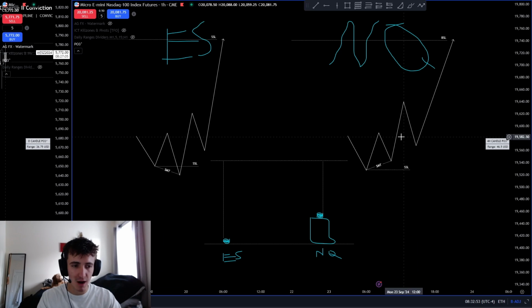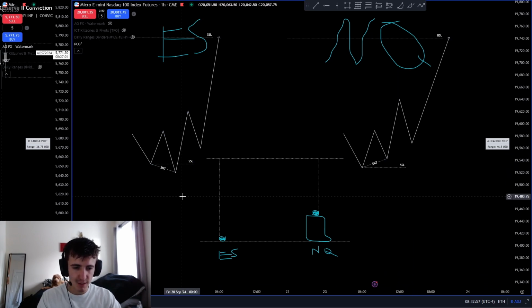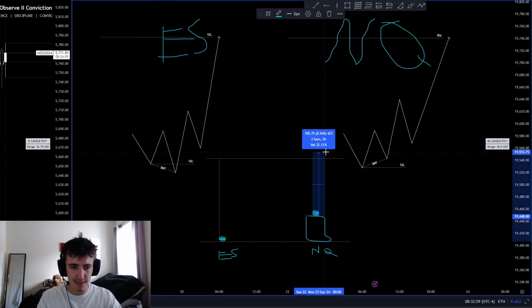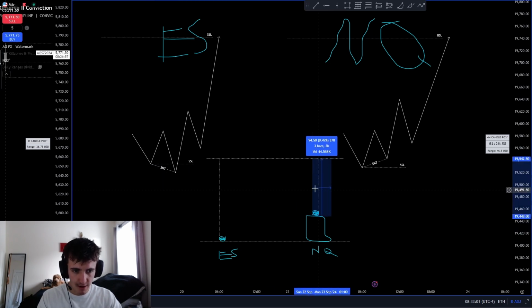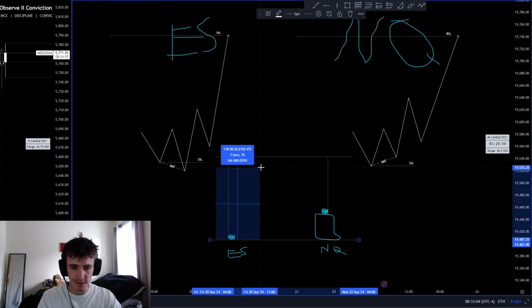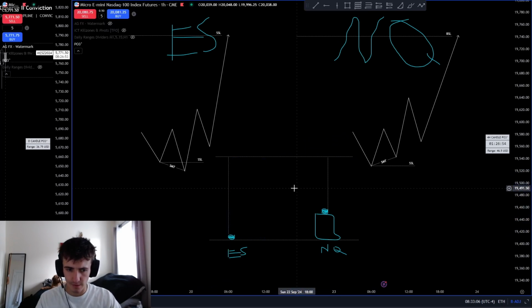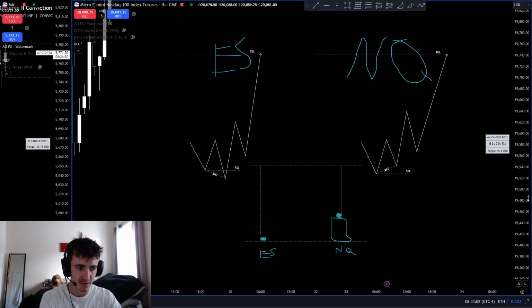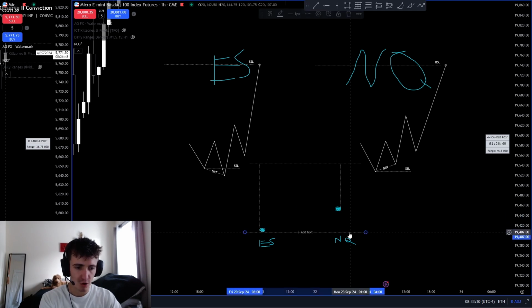NQ is creating a higher high, higher low, when ES is creating a lower low. Do you see how NQ most of the time will get to that level faster? It is only a 95-point move for NQ, when for ES it is a 134. NQ should get to there faster. So that's a brief drawing example.